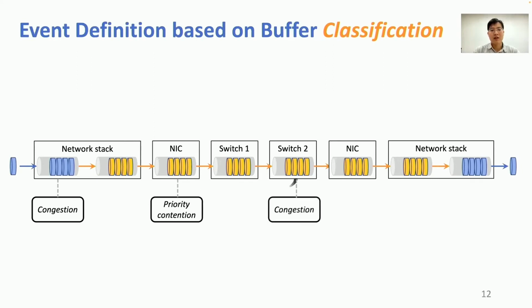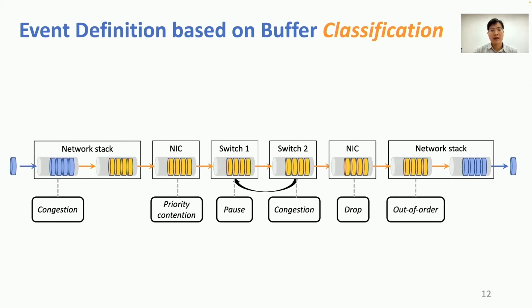Then, in a lossless network, switch 1 is paused due to congestion in switch 2. When it reaches the destination NIC, packet drop may happen. Finally, it enters the reserved TCP buffer, and the message still has to wait for retransmission of out-of-order packets.